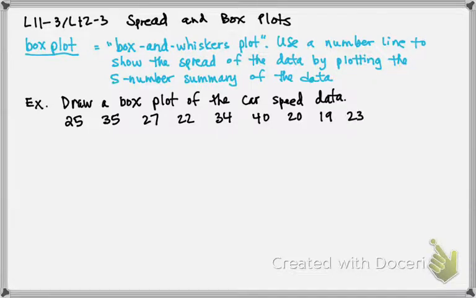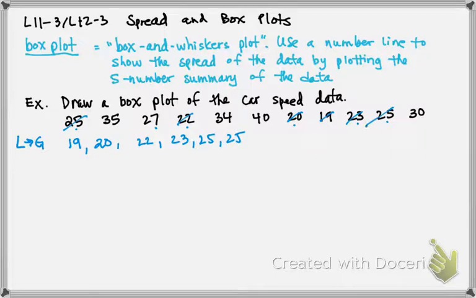19, 23, 25, 30. So what we're going to have to do is to put these in order from least to greatest. So I'm going to abbreviate that L to G. So let's see, we have numbers in the 20s, 30s, 40s, and teens. So we'll start with the teens. So we're going to start with 19. And then we have 25, 27, 22, 20, 23, 25. Okay, so the smallest would be 20. The next smallest would be 22. Then would come 23. Then we have 25 and 25. And then we have 27.